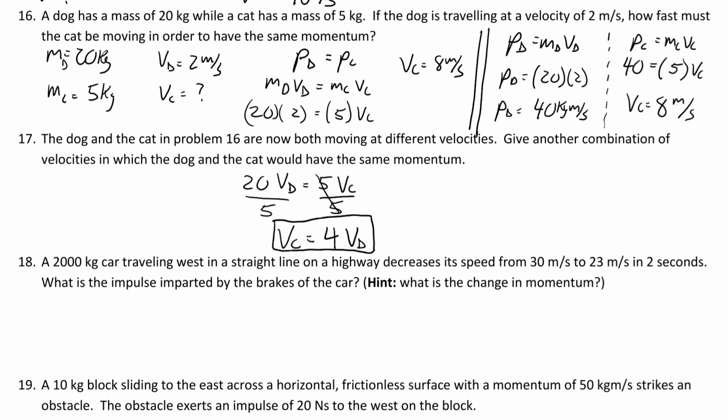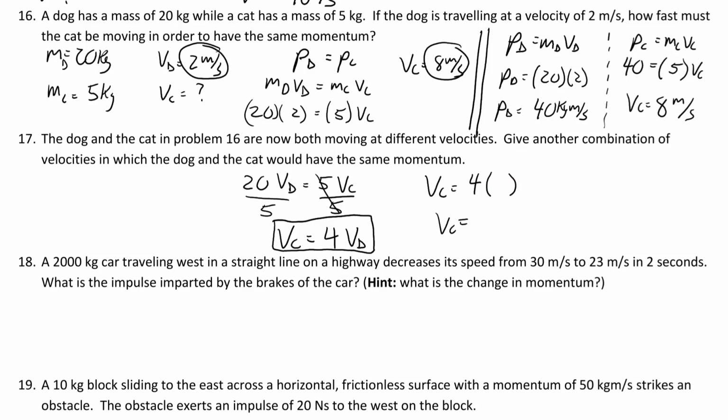As you could see, the velocity of the dog is 2. The velocity of the cat is 8. So if we plug in, the velocity of the dog was 2, so 4 times 2, the velocity of the cat is 8. And we just proved that the equation we just made works. So you could check your numbers and see if what you found worked.